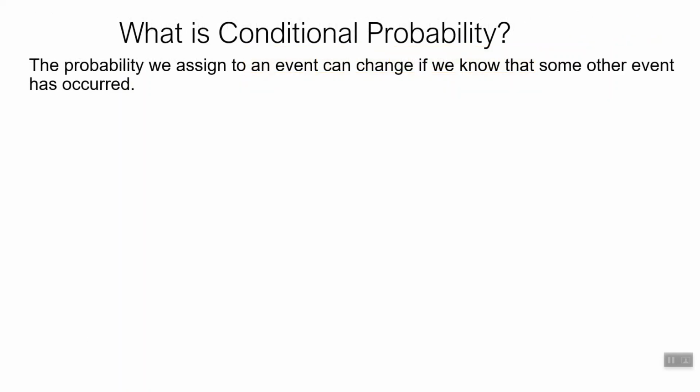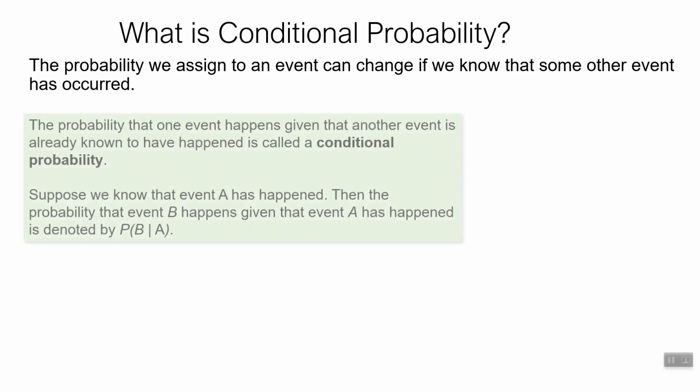All right, so now what is conditional probability? So we kind of snuck in a couple of them earlier there. The probability we assign to an event can change if we know that some other event has occurred. So something else is going to happen first, which may or may not change the probability of another event. And when something else happens first, that means that the probability of the other thing happening is conditional on the other event having already happened.